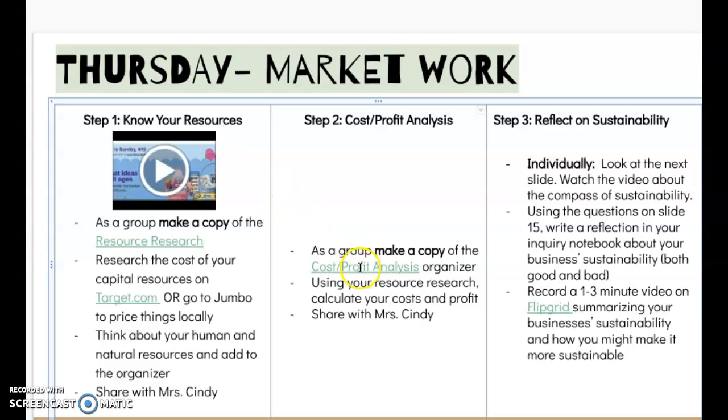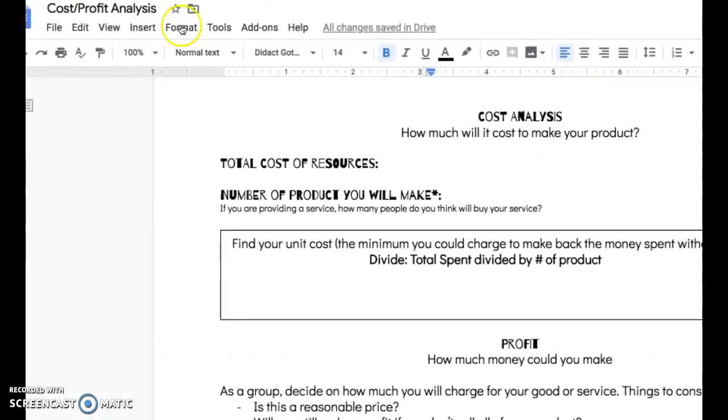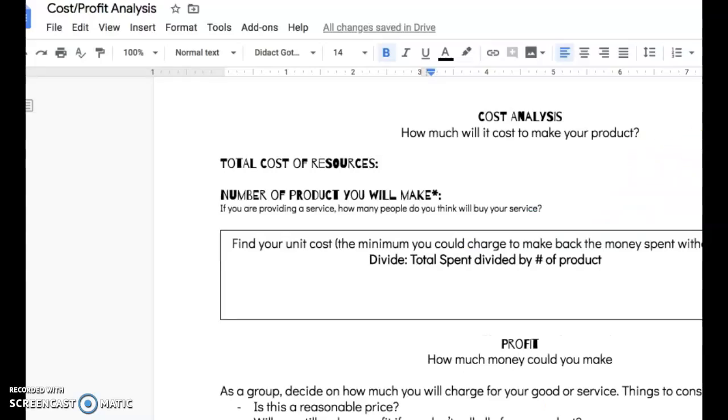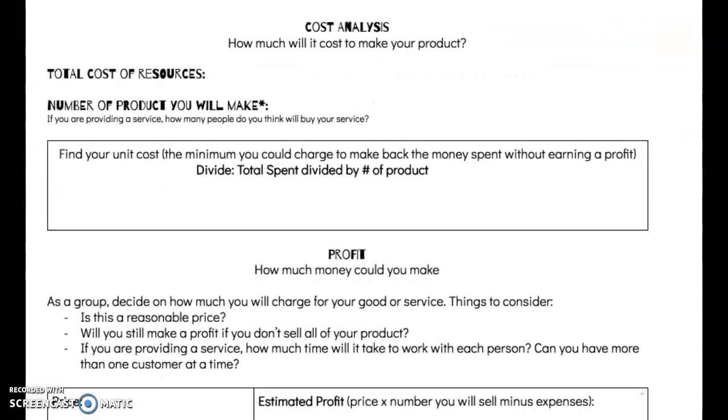So you're going to click on this link. Again, we always start by going to File, make a copy, and rename it with your group name. So you get rid of "copy of" and go "cost profit analysis." Okay? So this is a template for you to use. You will need the information from the last activity to be able to complete it.